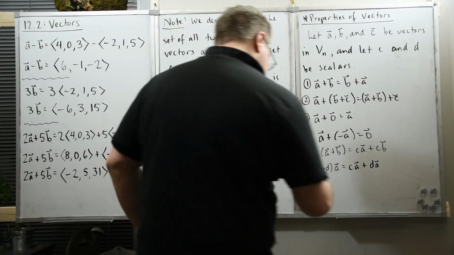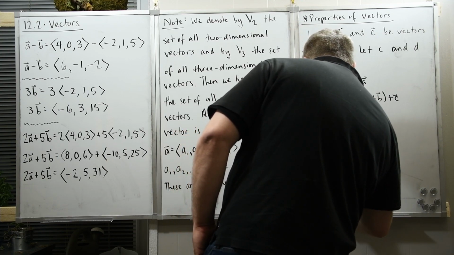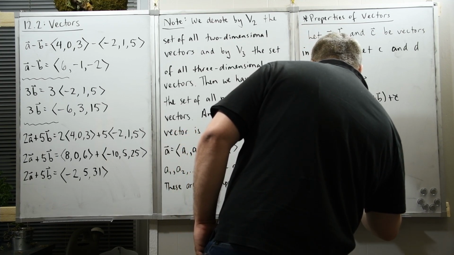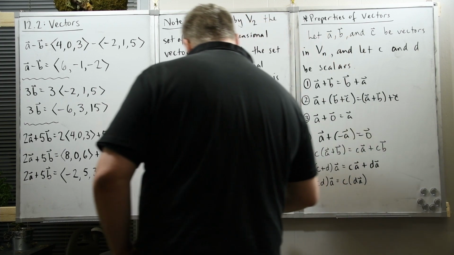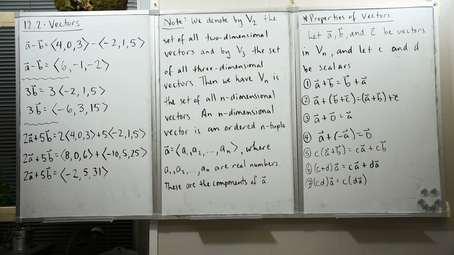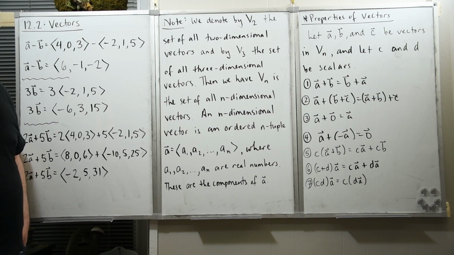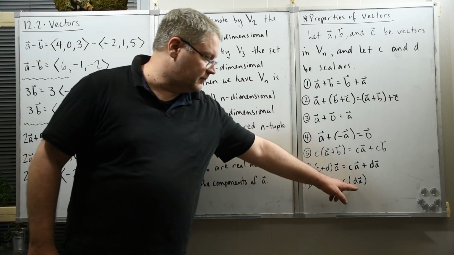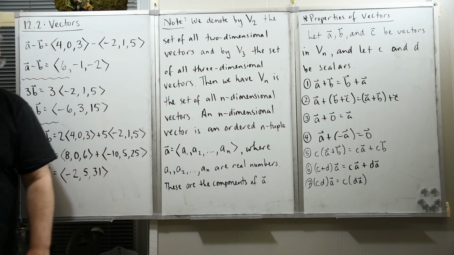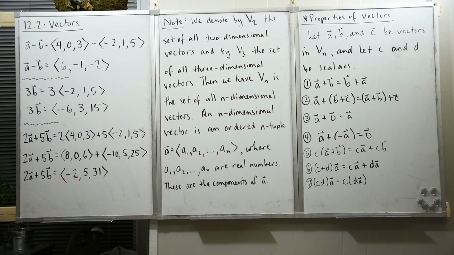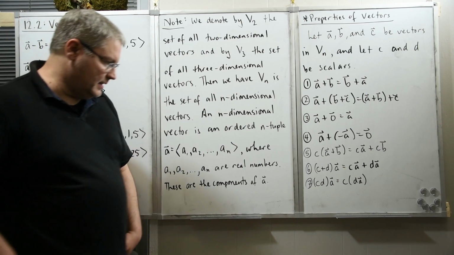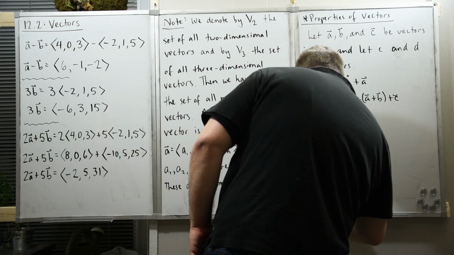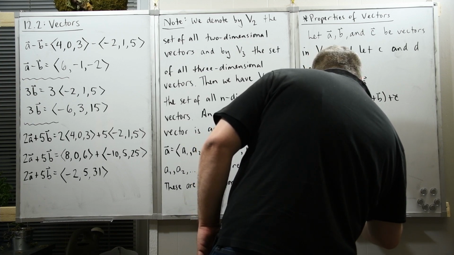Number 7 has us taking a look at C times D times A. Once again, scalar C here. And essentially what this is telling us is that if we have 2 scalars, C and D, that we could multiply the scalars together first, and then multiply that result by A. Or we could multiply A by one of the scalars first, and then multiply that result by the other scalar. And then the last one is if you take 1 times A, that's just going to give you A.